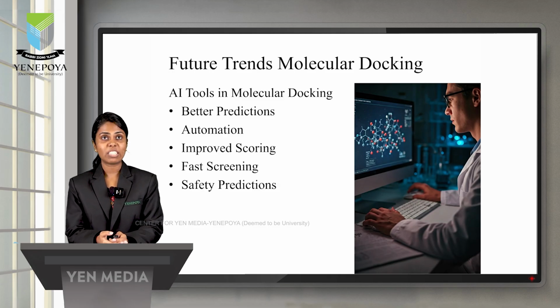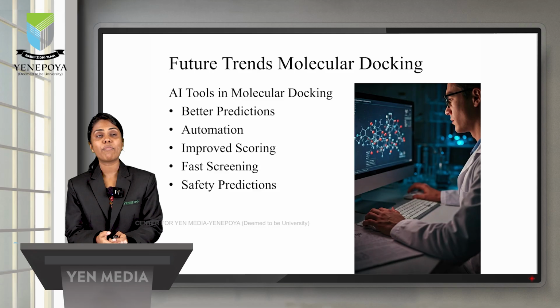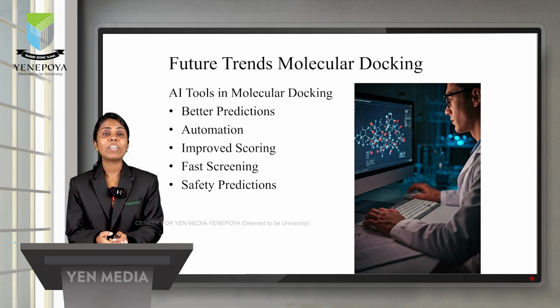Better prediction is nothing but if an AI tool can read all the interactions between the ligand and the target site, it can predict the interaction between a new drug and the target site. From this we can determine that the result will be more accurate. Automation: the molecular docking process requires many steps. So by using the AI tool, we can automate all the steps, so we can get the result faster.